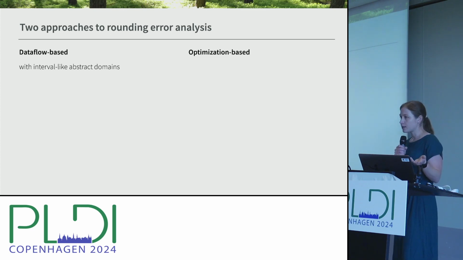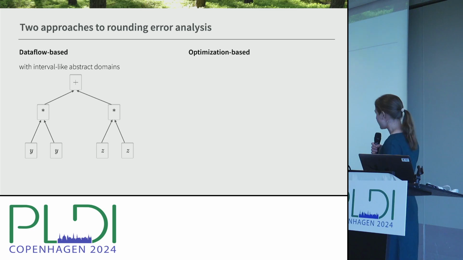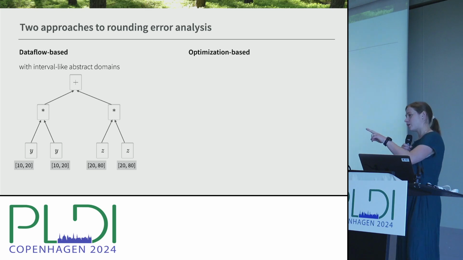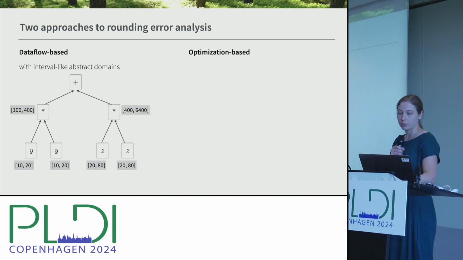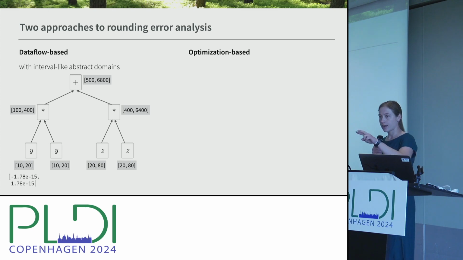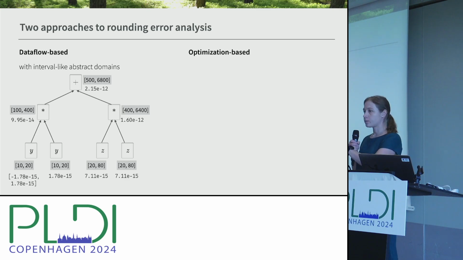use data flow analysis with interval-like abstract domains. So just to illustrate with an example, if we represent our example as an abstract syntax tree, we will track ranges of all of the variables because the errors depend on the ranges, and we will propagate them through the tree. And then we will similarly track the errors at every node, starting from the inputs, and then propagate them upwards through the tree. Now here I'm not telling you exactly how this propagation works, so this is governed by transfer functions that at this point are fairly well understood.